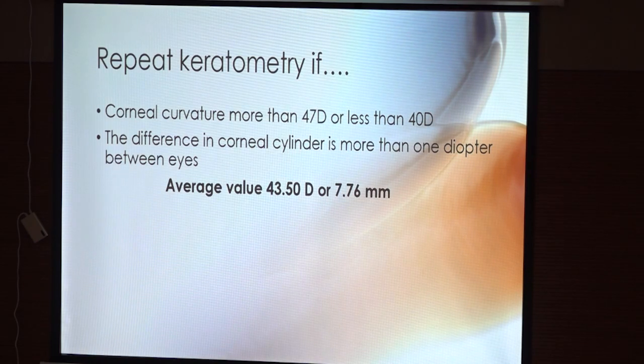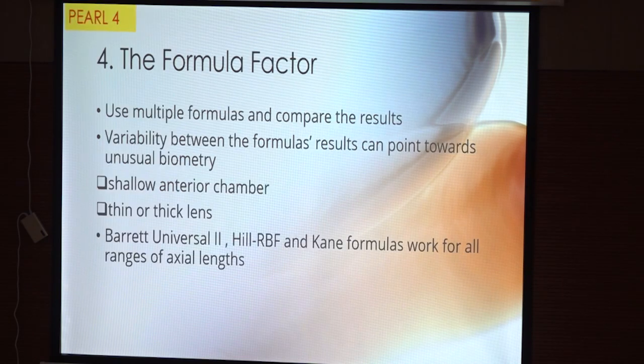Average value of K is taken as 43.5 diopter or 7.76 mm. Pearl number 4 is a formula factor. So use multiple formulas and then compare the results. Variability between the formulas' results can point towards unusual biometries like shallow anterior chamber or thick or thin lens.